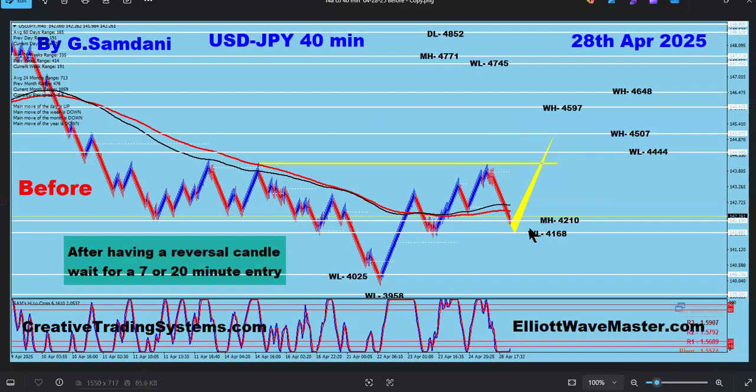So just one of these charts. This is the chart, USD yen 40-minute. This is the chart that gave me 240, 100, and 90. So that's 340 and then 90.